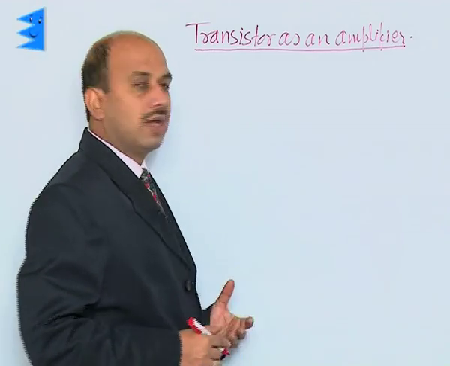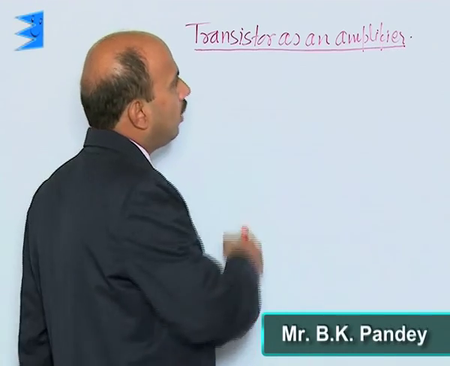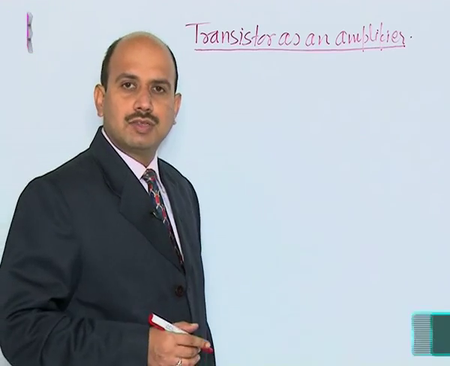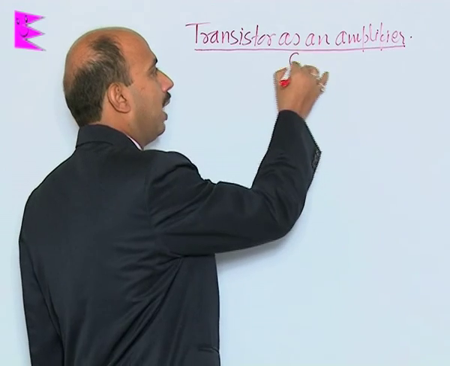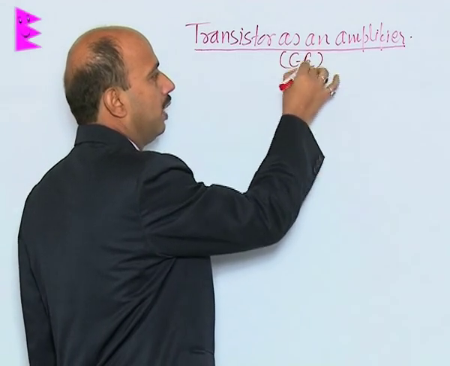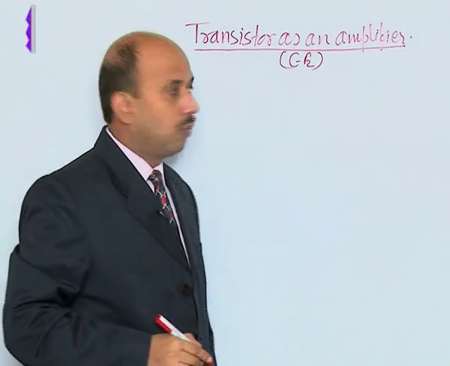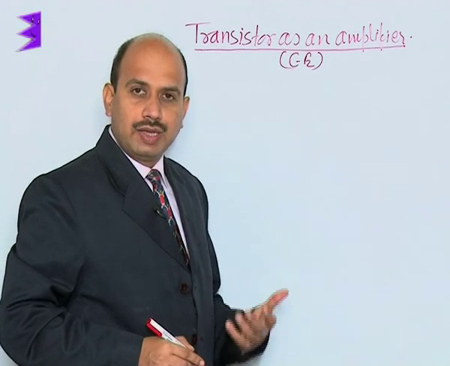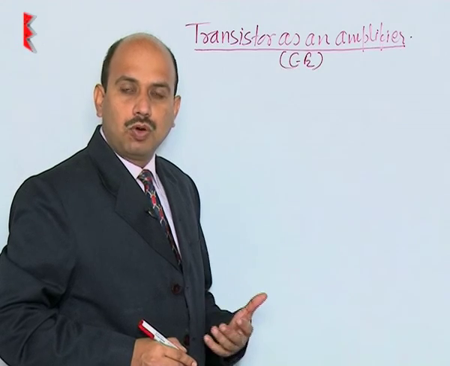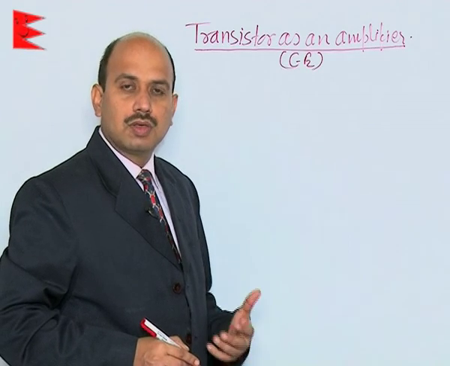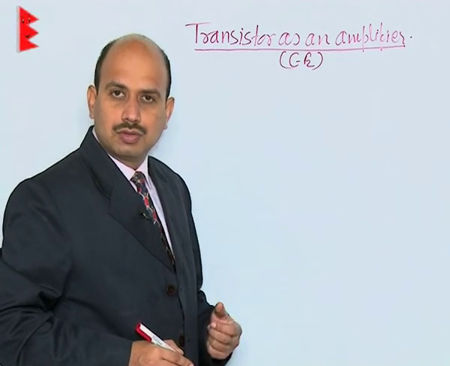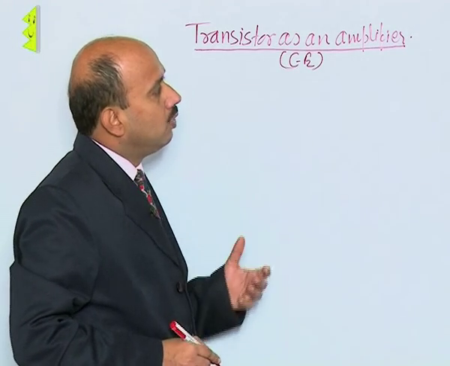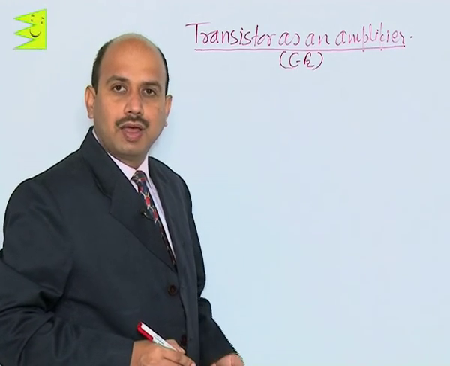Now see a transistor as an amplifier. So we are going to discuss the working of the transistor as an amplifier but in common emitter mode. So we are using here the common emitter mode. Now see, an amplifier is a device which is used to increase the amplitude of the alternating voltages or power or current. So let us see how a transistor works as an amplifier.